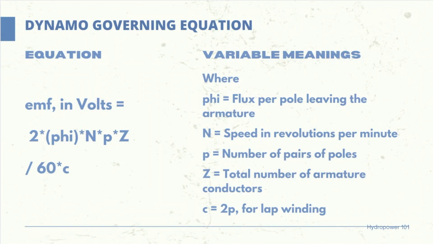Dynamo generators have a governing equation that dictates the EMF in volts. This equation is shown here, being 2 phi N rho Z divided by 60C. C is either rho or 2 rho depending on the type of winding seen in the generator. For a hydropower plant, it is recommended to use lap winding, which correlates to the 2 rho value for C. Phi is the flux per pole leaving the generator, N is the speed of the generator in RPM, rho is the number of pairs of poles, and Z is the total number of armature conductors.